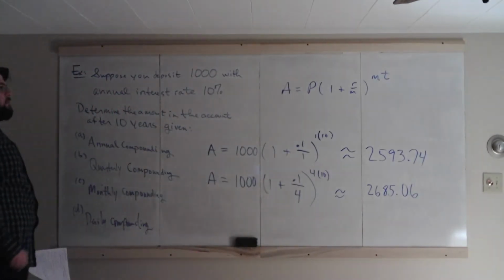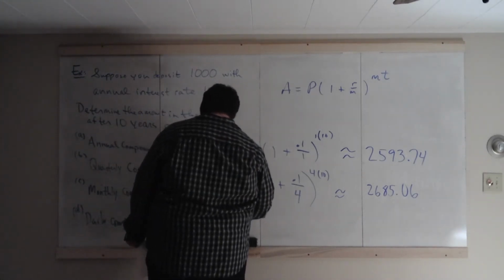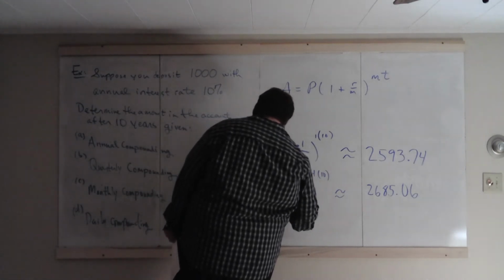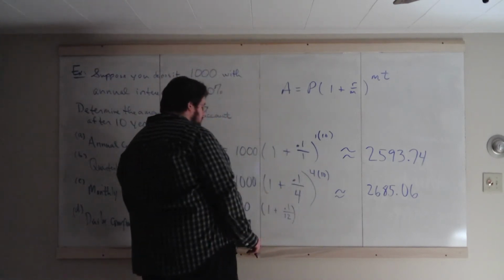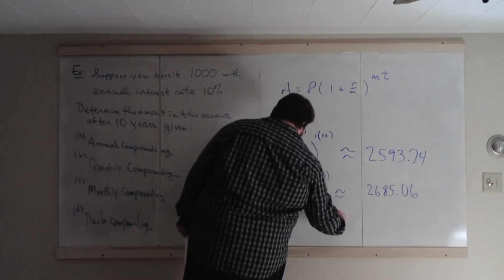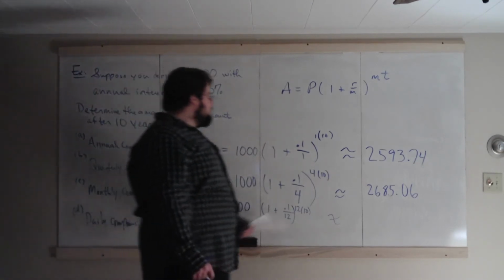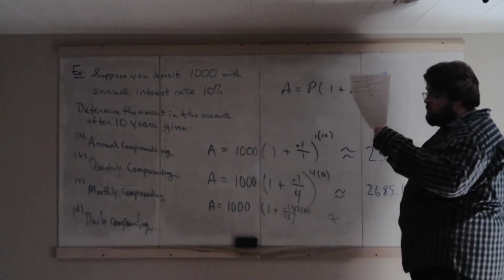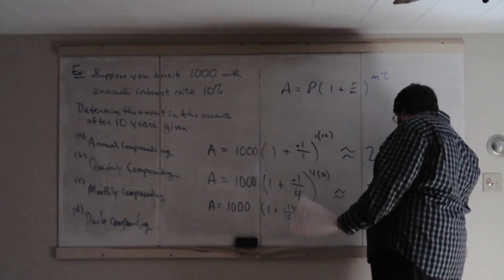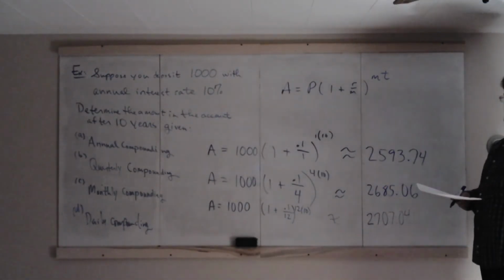How about monthly compounding? How many months are there in a year? Well, we already discussed that unit conversion on this board. 1 plus the same rate divided by 12, since it's 12 times in a year. So M equals 12. Here we have 1,000 times 1 plus 0.1 divided by 12 to the, in this case, 120th, which is approximately $2,707.04.